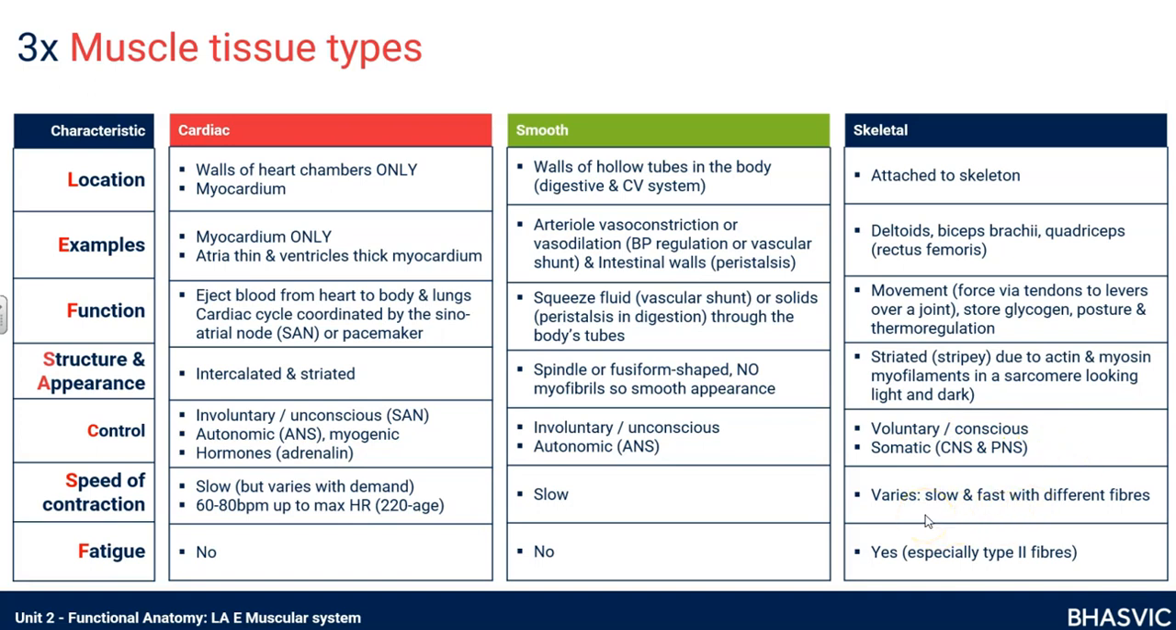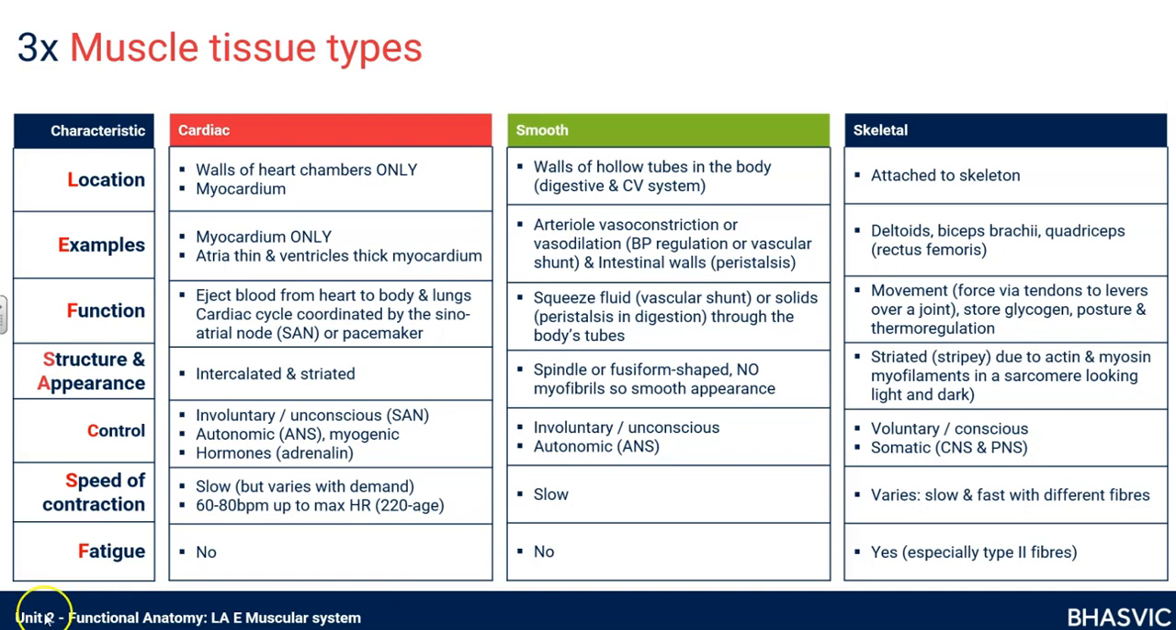Do they contract quickly or slowly? Well, actually it depends. As we will learn about in the next video, we've got different types of muscle fiber that can contract quickly or slowly, quickly and powerfully, or slowly but over a long, long period of time. So it varies the speed of contraction. Does skeletal muscle tissue get fatigued, tired? Yes, especially the type that is the fast twitch ones, the type 2 fibers. They can get fatigued. Type 1 don't tend to get as fatigued.